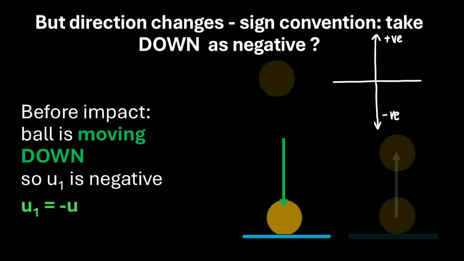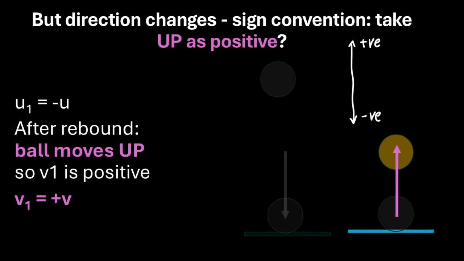Stay with me here, please. One more minute, same concept. The ball is going up, and taking upwards as positive, after rebound, when the ball moves up, the velocity is now going to be positive. So V1 here is positive, therefore V1 is plus V.